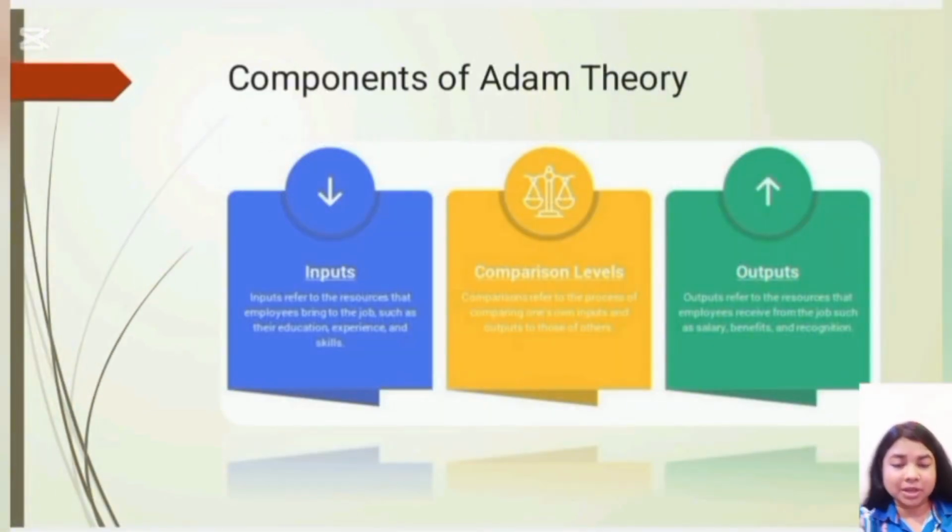Components of Adams' theory. Now, what does it mean? Let's break it down. Inputs are what you give, like effort, time, and skills, and outputs are what you get, like money, promotions, and praise. Comparing here means you look at others' work and rewards. This is natural, we all do it.